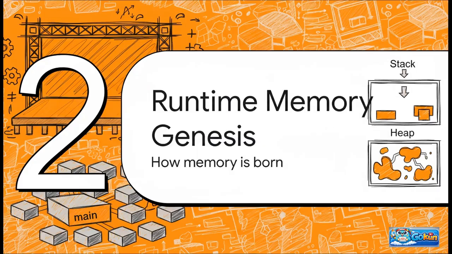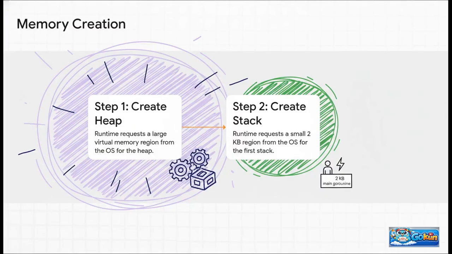So how does that stage get built? What are the very first things that happen in those first few nanoseconds after you hit run, even before a single line of your main function is executed? Well, it's not random. The Go runtime follows a very precise two-step ritual to bring your program's memory to life. And the order here is absolutely critical.